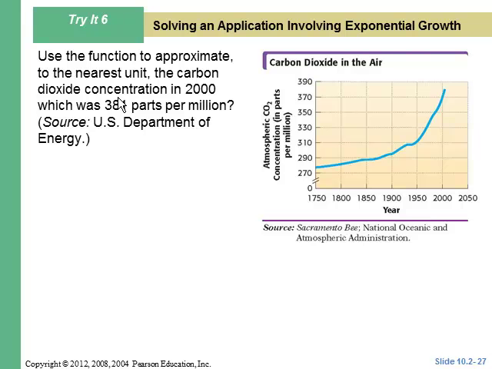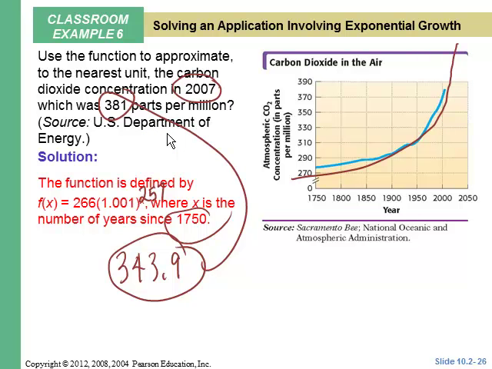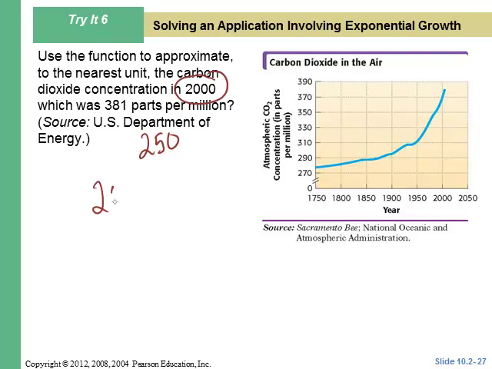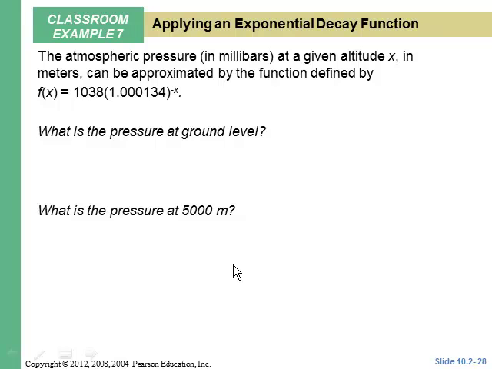Now we're supposed to find out what it would be in 2000. Well, we still have 1750, so 2000 minus 1750 is 250 years. We have to get the formula here. 266 times 1.001 to the x. So we would press 266 times 1.001 to the 250, and we get 342 parts per million. Okay. Another one.